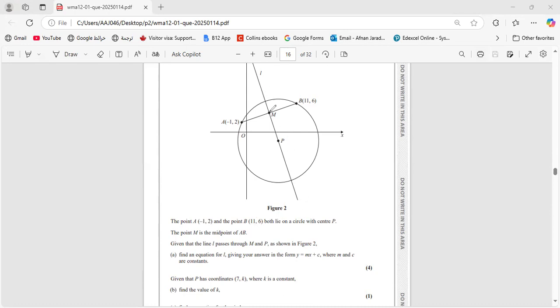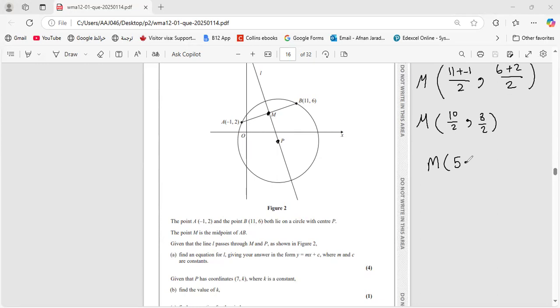Looking at line L, you have points M and P. M is the midpoint. How can I find the midpoint? You need the average of the x's: 11 plus -1 divided by 2, and the average of the y's: 6 plus 2 divided by 2. So M is 10 over 2 and 8 over 2. Okay, so point M, which is the midpoint, is (5, 4). So I have the point.